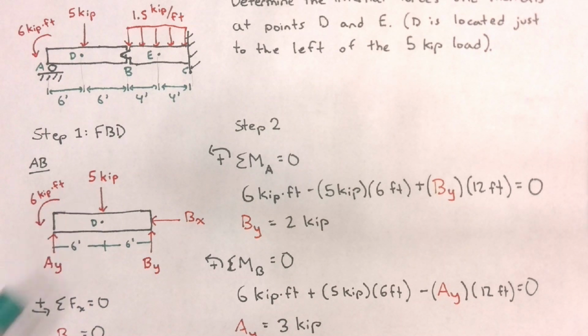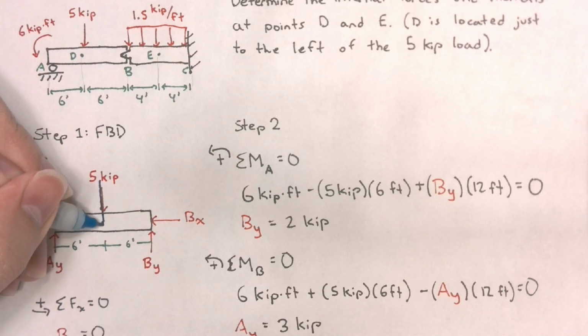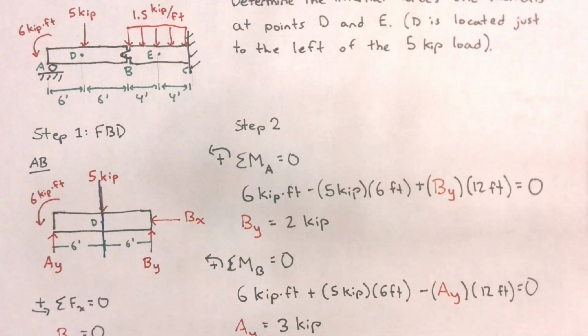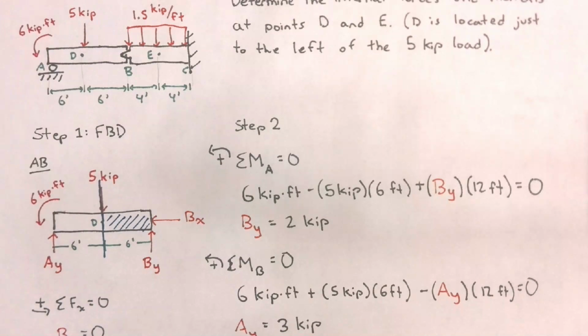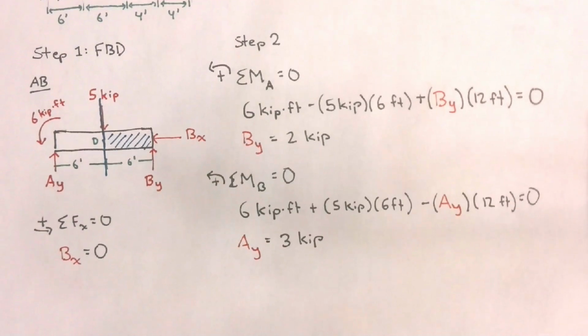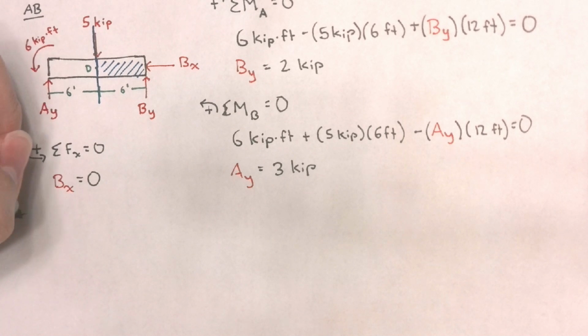However, because it's immediately to the left, the distance from that point to our roller A is still going to be 6 feet. So when I make my cut, I want my cut to go through point D, keeping in mind that it is immediately to the left of the 5 kip force. So that's what my cut will look like. And after making this cut, I can discard the right section. My new cut section will look like this.